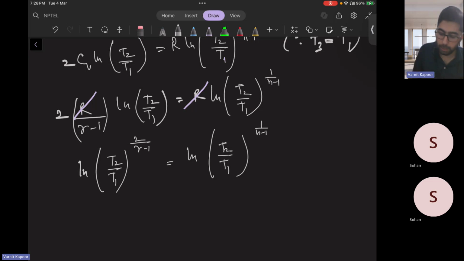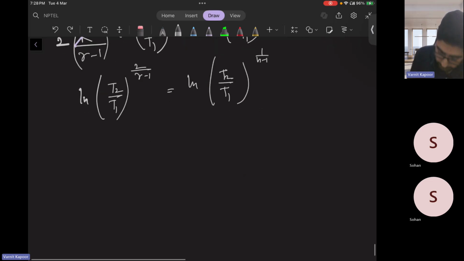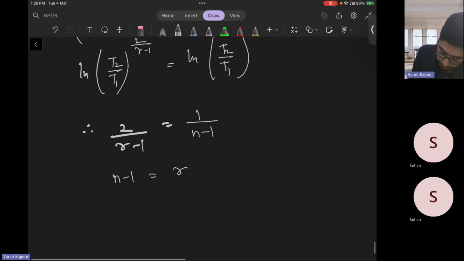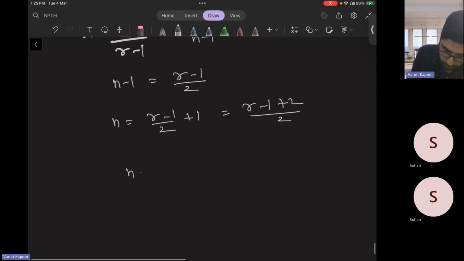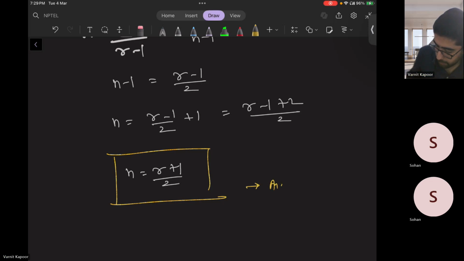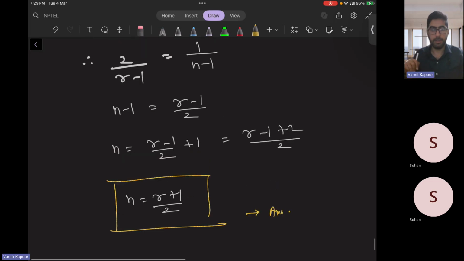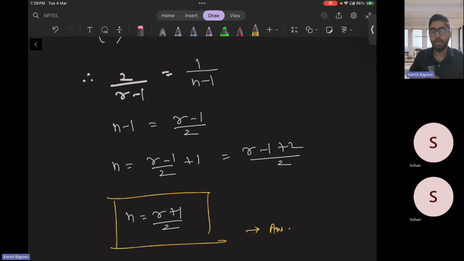If you see, both the terms are equal, so you can easily equate their exponents. That is, 2 over gamma minus 1 is equal to 1 over n minus 1. Now n minus 1 is gamma minus 1 by 2. So n is gamma minus 1 by 2 plus 1, that is gamma minus 1 plus 2 by 2. So n comes out to be gamma plus 1 by 2. Final expression that was required. This is your answer. All right, so n is equal to gamma plus 1 by 2.